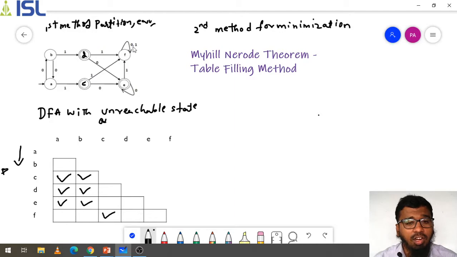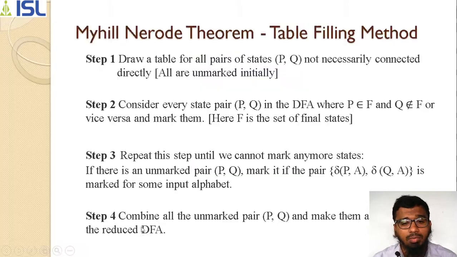F and C: C is a final state and F is a normal state, then we mark the tick. Next, F comma D. Here this is a normal state and this is the final state. We need to mark the tick. F and E: yes, F is a normal state and E is a final state. So here we mark the tick. So now we have finished the table; we cannot mark any more states now.